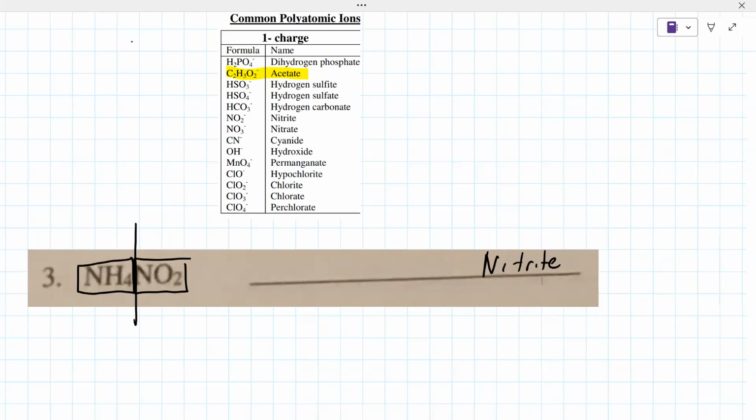All right. So for NH4, let me see. Ammonium. Agreed? So it's ammonium nitrite. Does that make sense, how you break those up? Once you know to break them up, I guess. Yeah.